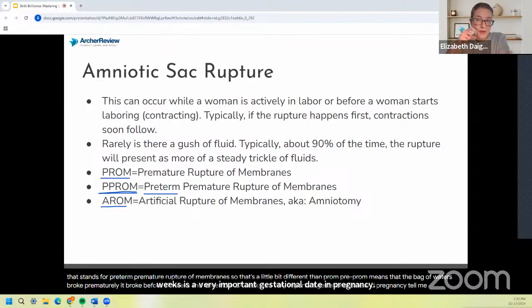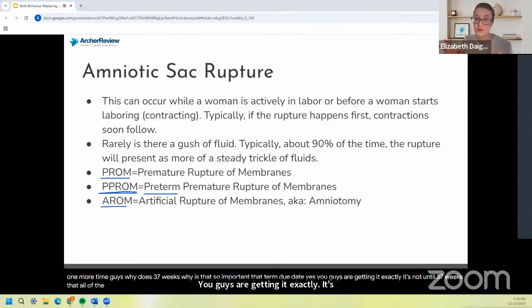Tell me in the chat one more time, guys. Why is 37 weeks so important? That term due date. Yes, you guys are getting it exactly. It's not until 37 weeks that all of the organs are fully developed, especially the lungs.